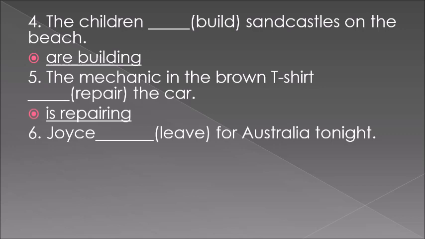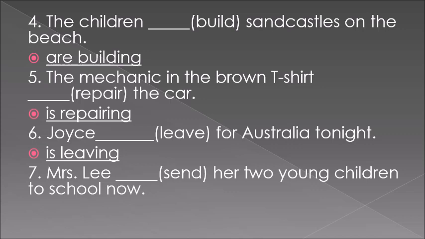Sentence number 6, Joyce dash leave for Australia tonight. Joyce is singular noun, so is, and leave will become leaving. Joyce is leaving for Australia tonight. Coming to sentence number 7, Mrs. Lee dash send her 2 young children to school now. Again, singular noun. Mrs. Lee is, sending. Mrs. Lee is sending her 2 young children to school now.